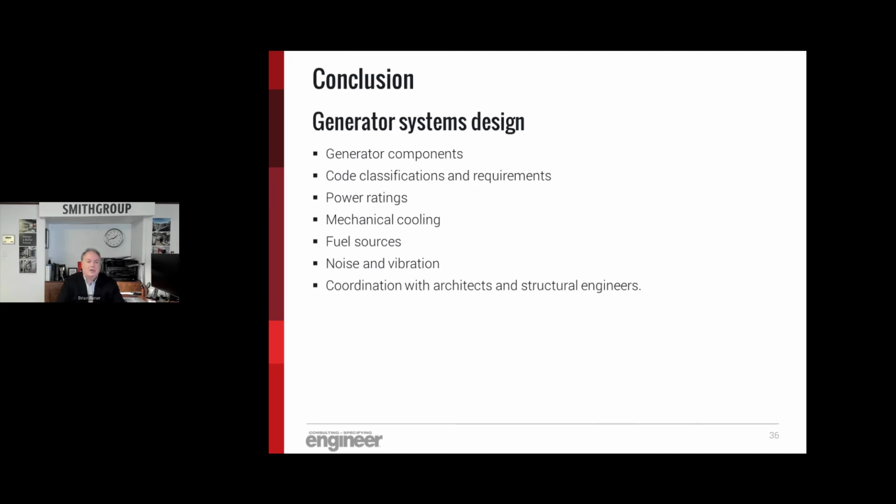So in conclusion, we went over generator components. You understand the basic components of engine generators. We talked a little bit about the code classifications and requirements. We went over power ratings, automatic transfer switches, cooling and ventilation, fuel sources, noise and ventilation, and coordinating with your other design team members like architects and structural engineers. Thank you.